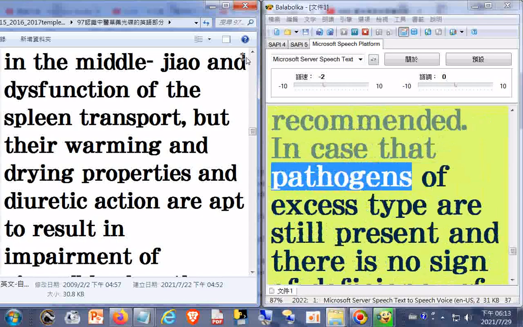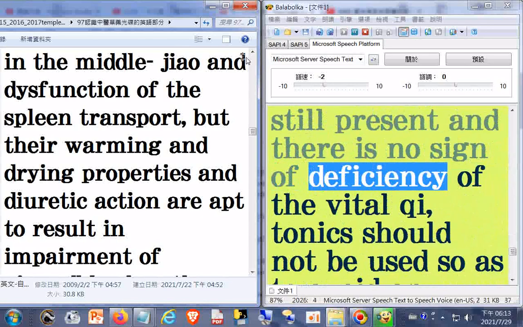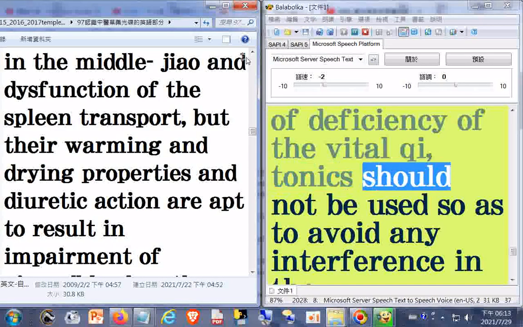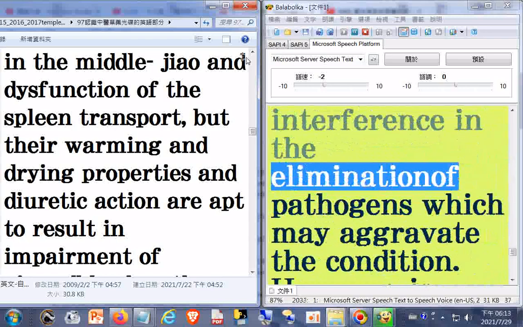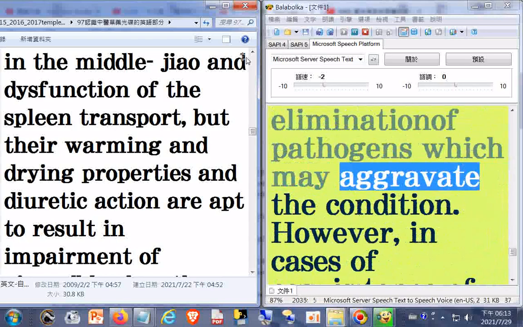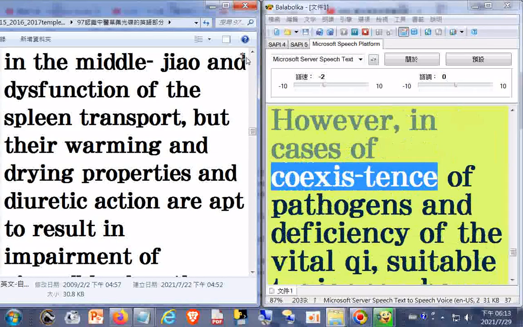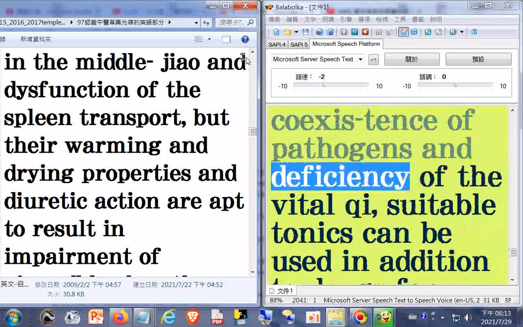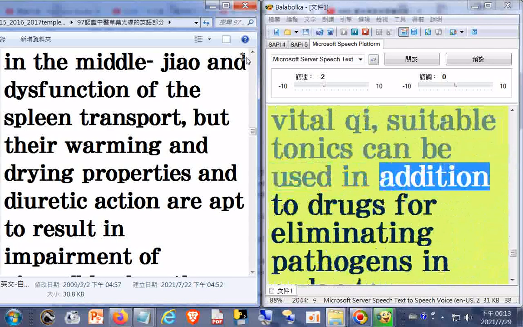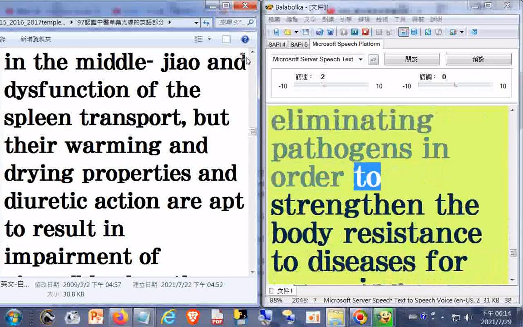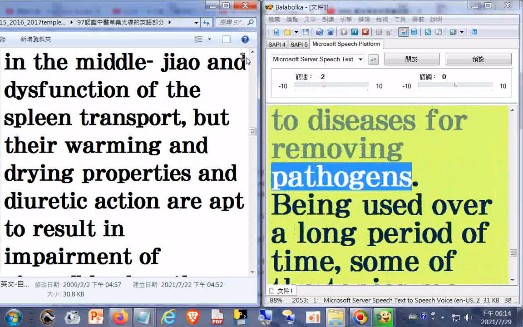In case that pathogens of excess type are still present and there is no sign of deficiency of the vital qi, tonics should not be used so as to avoid any interference in the elimination of pathogens which may aggravate the condition. However, in cases of coexistence of pathogens and deficiency of the vital qi, suitable tonics can be used in addition to drugs for eliminating pathogens in order to strengthen the body resistance to diseases for removing pathogens.